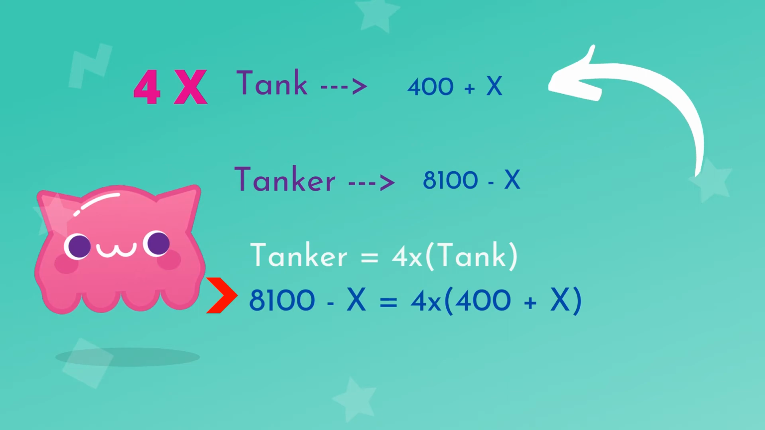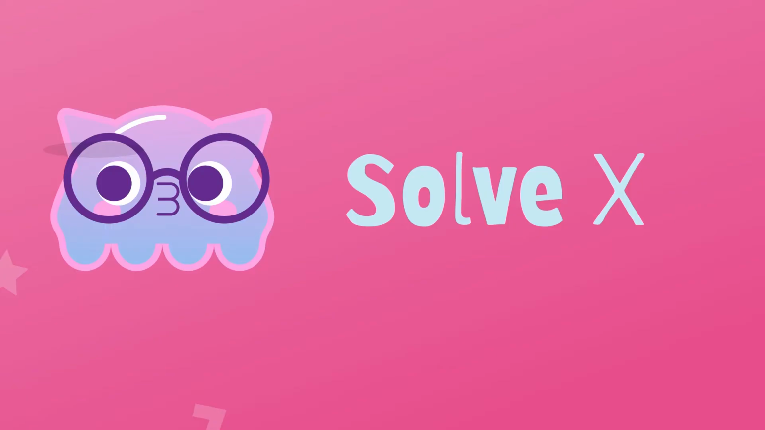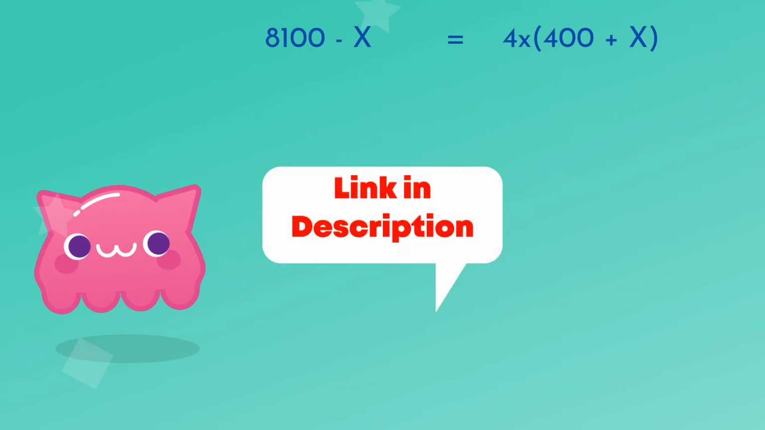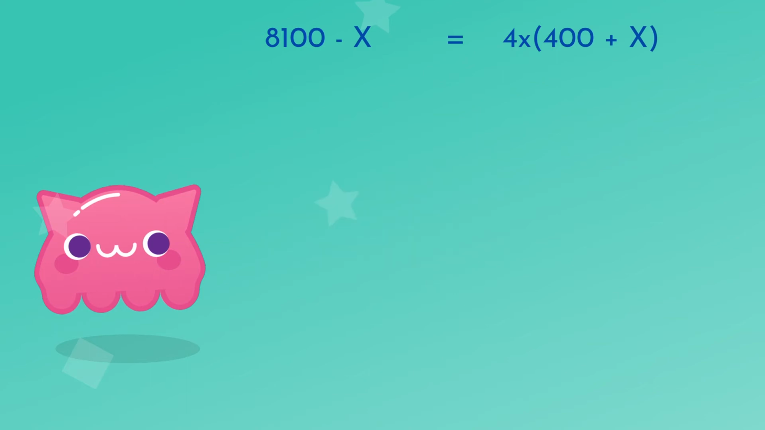And now it's time to solve X. 8,100 minus X is equal to 4 times 400 plus X. Now let's apply distributive law. Are you wondering what is distributive law? We have a complete video on distributive property. If you haven't checked it, please check the link in the description box below.